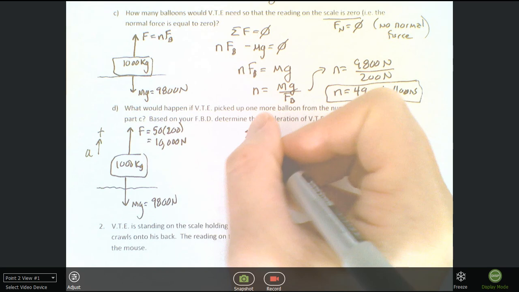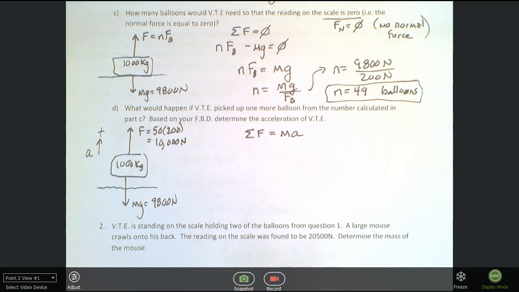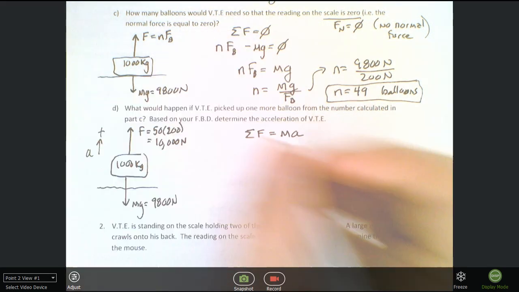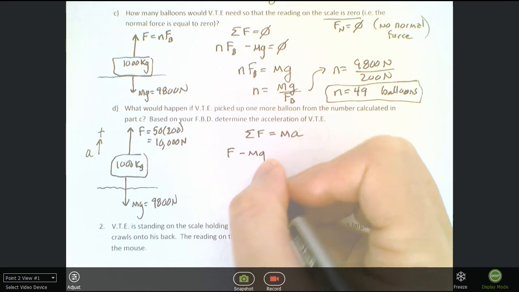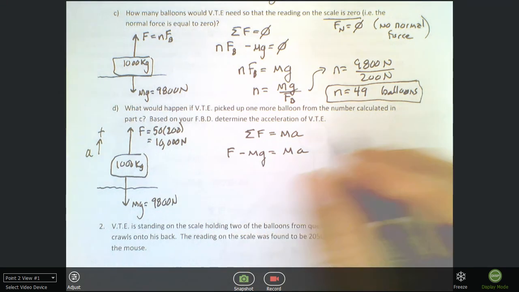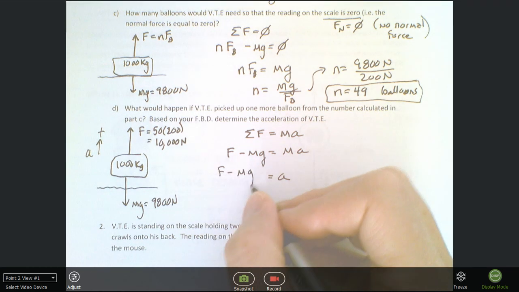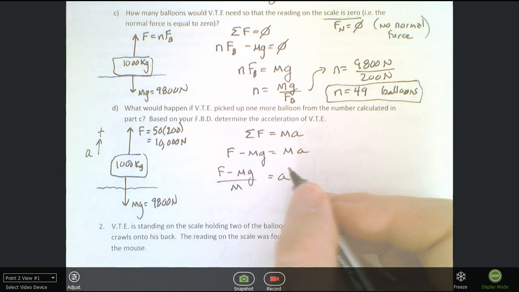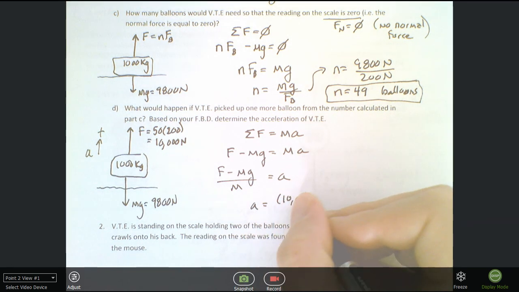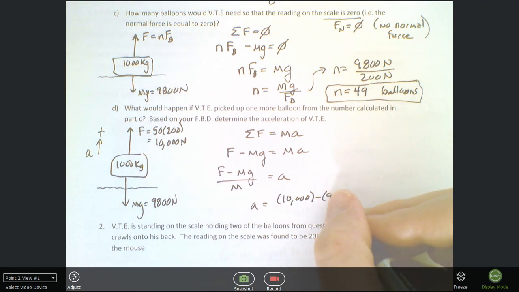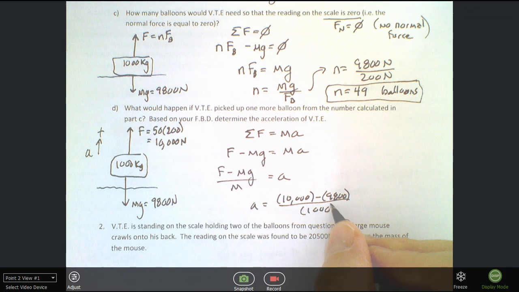So when we write sigma F equals ma, or Newton's second law, a is no longer 0. So we made up positive in the direction of the balloons, which is important. So F minus mg equals ma. And so the acceleration is whatever the upwards force is, less the gravity, divided by the mass. And you get 10,000 less 9,800 all over 1,000.